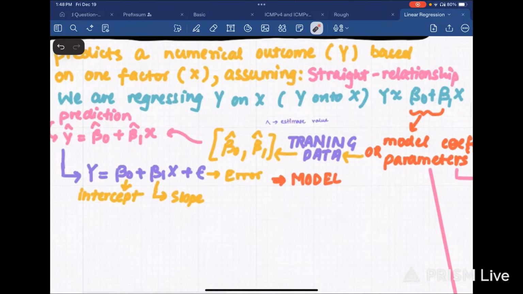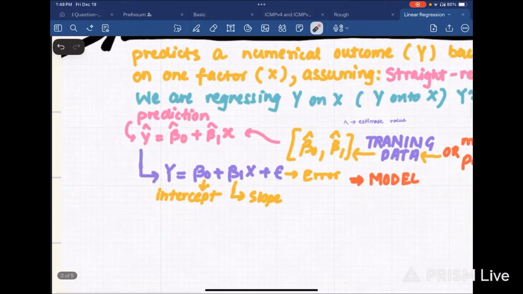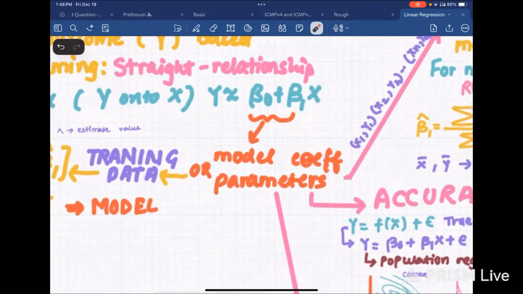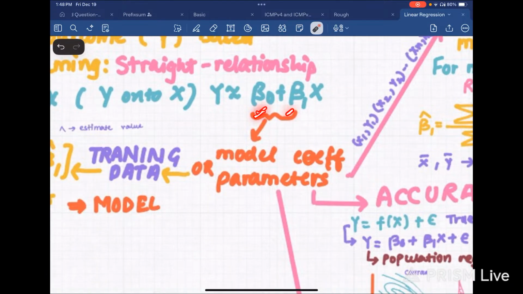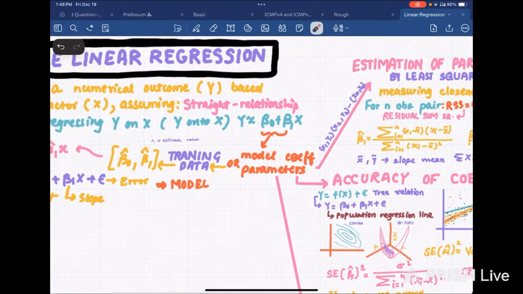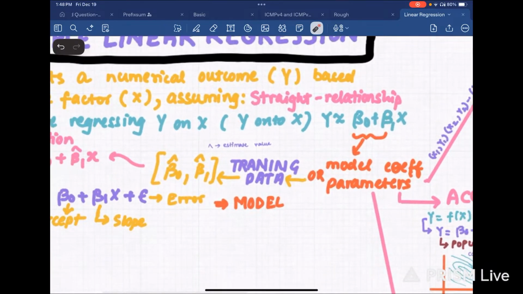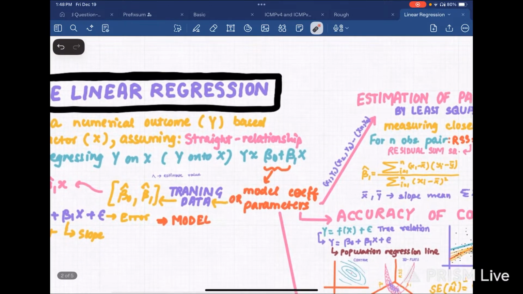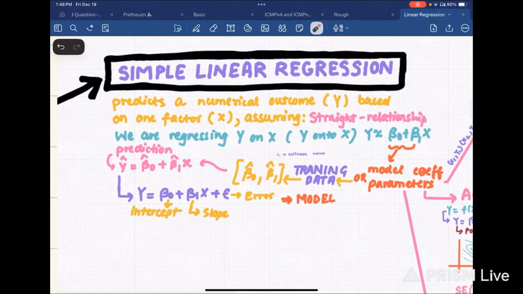So here we have given this, and firstly what we see is beta naught and beta 1. What are these? They are model coefficient parameters. So these are for the model which you are trying to build, and these are its coefficient parameters. They could be estimated from our training data, so beta naught cap and beta 1 cap. This is the estimated parameter for that. So we are trying to estimate that, and we will see that estimated parameter in a bit.